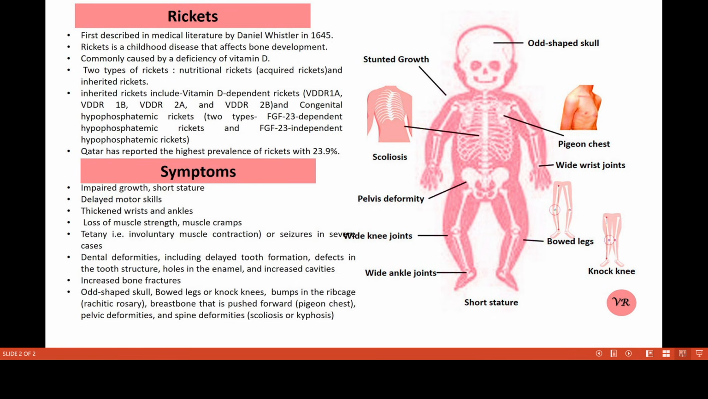per liter. Serum 25-hydroxy vitamin D level is another laboratory marker that helps to diagnose rickets, especially the nutritional deficiency of vitamin D.